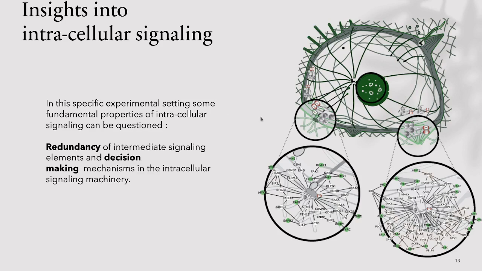We can produce signaling networks for both experimental conditions, and we will be able to compare them to hopefully have insights into the decision-making capacities of the cell.